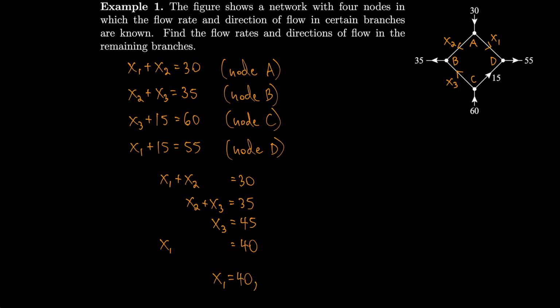I know that x3 is 45, so that means that x2 must be negative 10. And like I said, x3 is 45. Okay, so now we know the flow rates. Because x2 is negative, that means that the direction of the flow, this arrow, is incorrect, and I should have drawn it going this way instead.